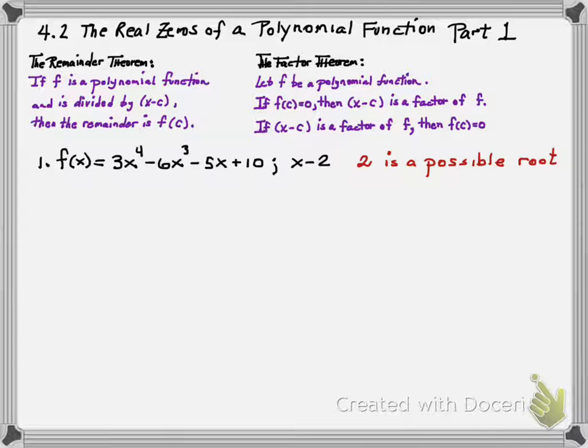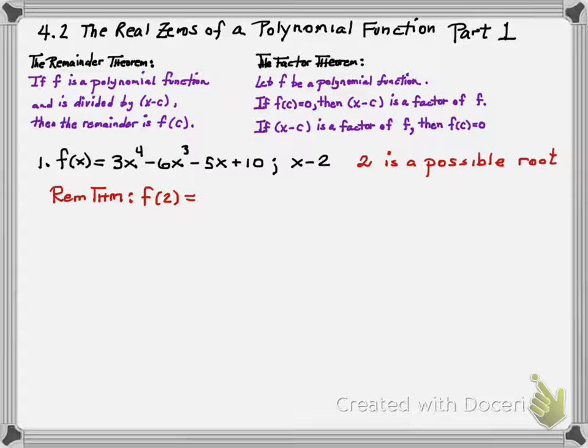Okay, so we're going to test this out here. Now, the first thing we're going to do is try this remainder theorem here. It's a nice little shortcut, actually. And by using the remainder theorem, we're going to be testing out f of 2, the possible root. Which means we're going to be plugging 2 into the polynomial, right?